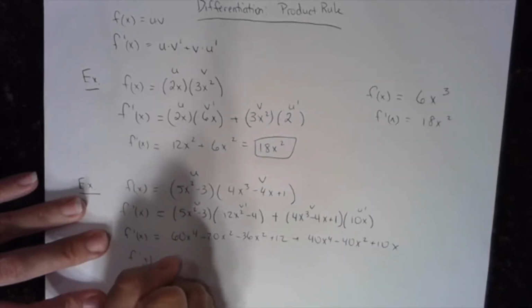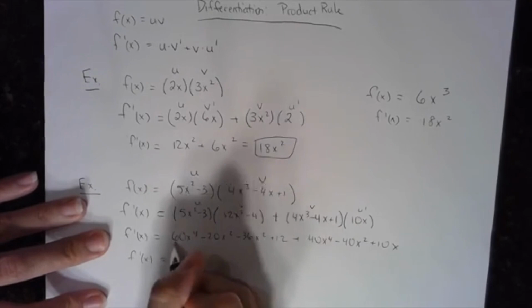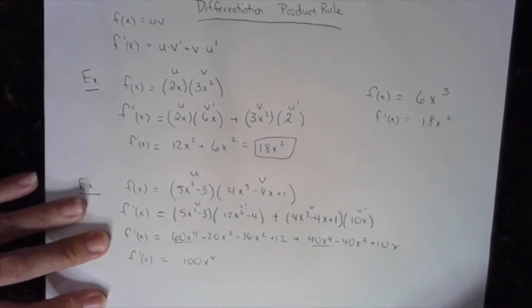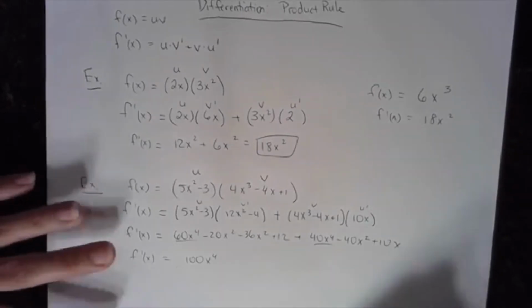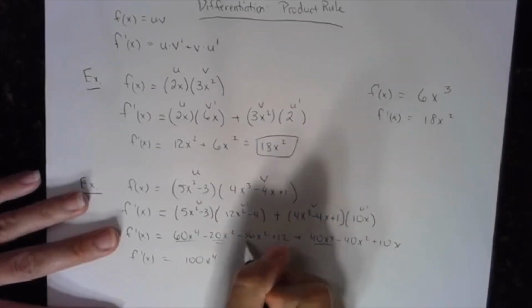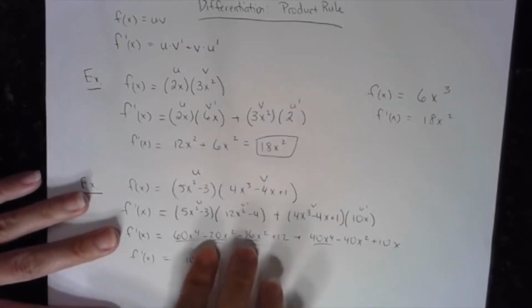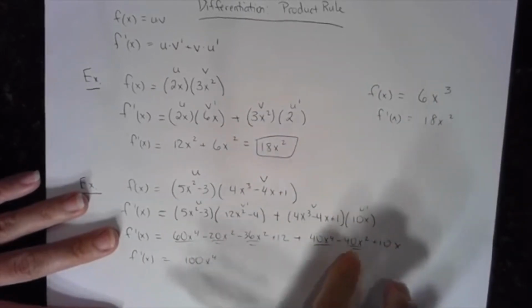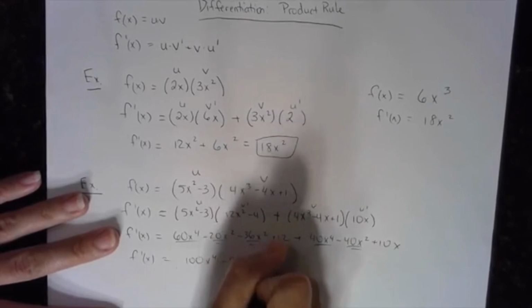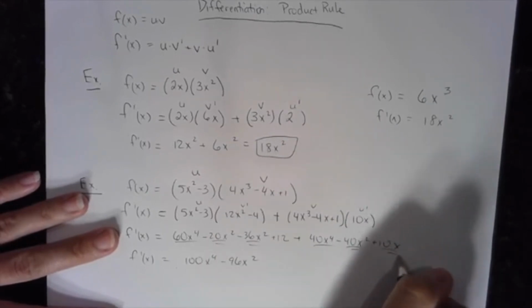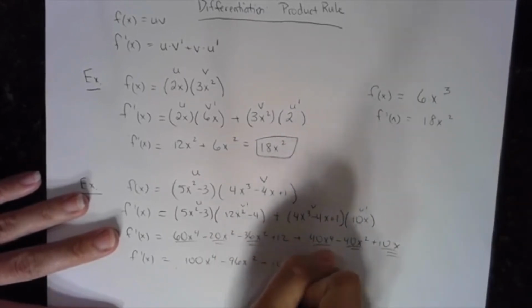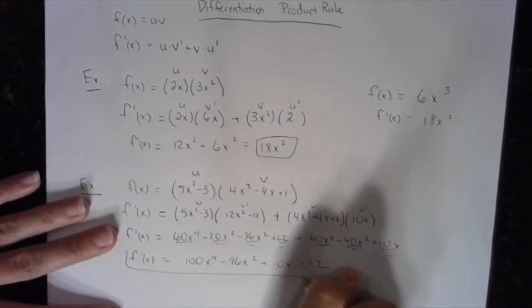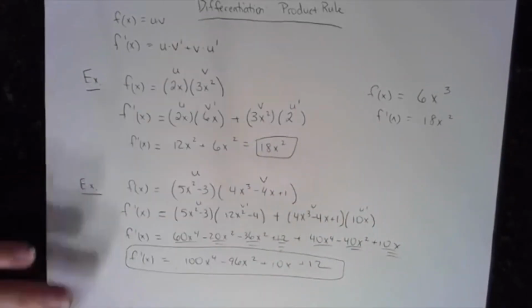And then combine like terms, so I have a 60x to the fourth and a 40x to the fourth, 100x to the fourth. No x to the third terms. I have a negative 20x squared, a negative 36x squared, which is negative 56, and a negative 40x squared, which is a negative 96x squared. The 10x all by itself, and then unfortunately 12 all by himself, and here is my first derivative using the product rule.